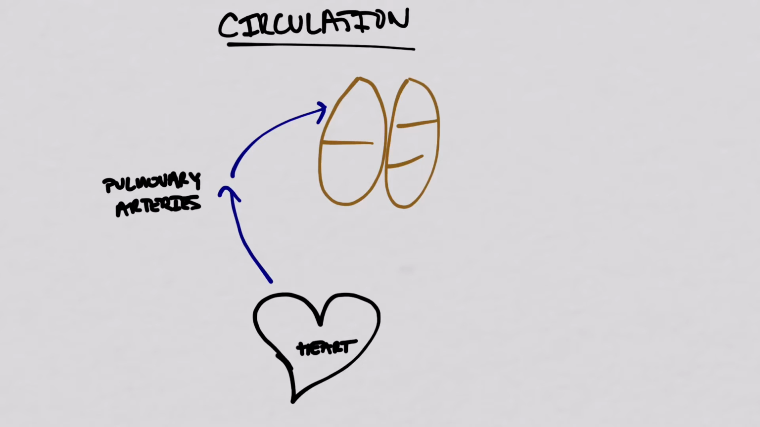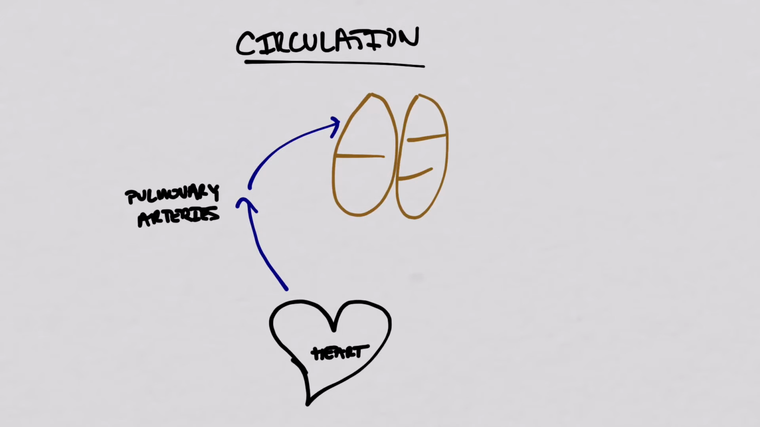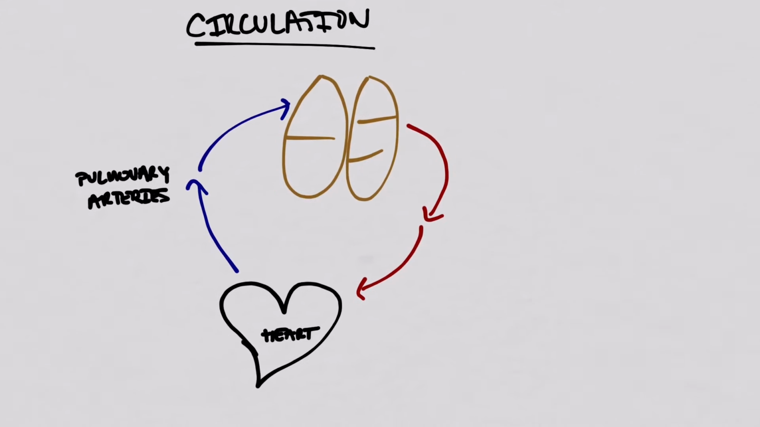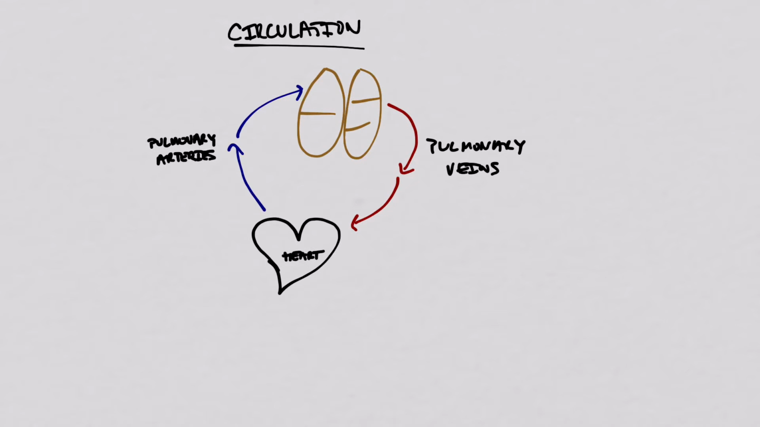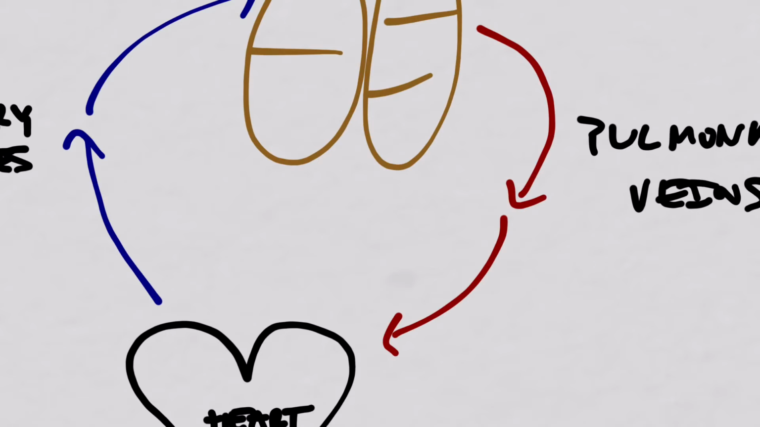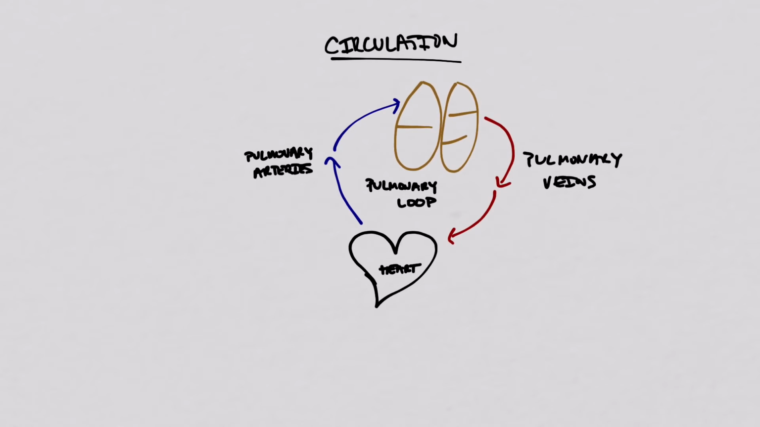CO2 is going to go from an area of high concentration, which is within the blood, to low, which is in the airspace in the lungs, and oxygen is going to do the same, but in the opposite direction. It goes from an area of high concentration in the lungs to low concentration in the blood. And so when the blood comes back out of the lungs, it has picked up oxygen, and so therefore we're going to draw it as red. And remember, these are the pulmonary veins right here, and they are the only oxygenated veins in the body. Okay, so this loop is called the pulmonary loop.